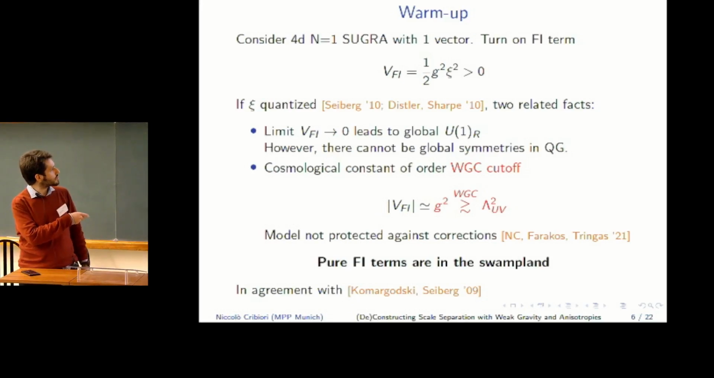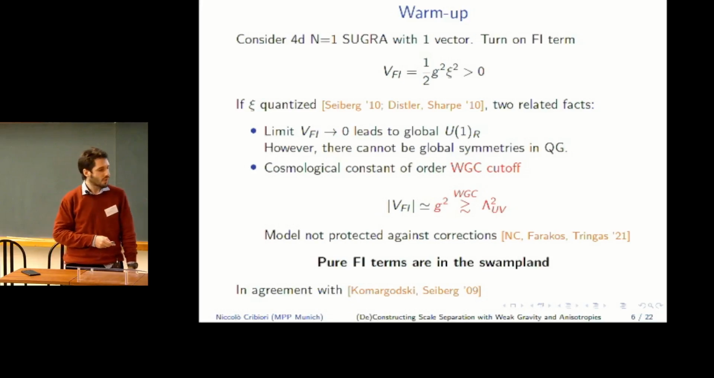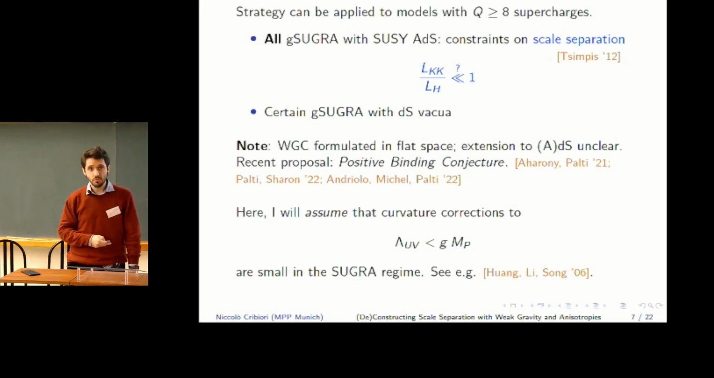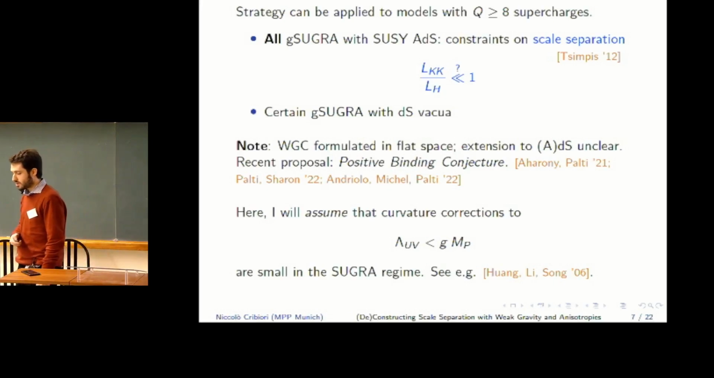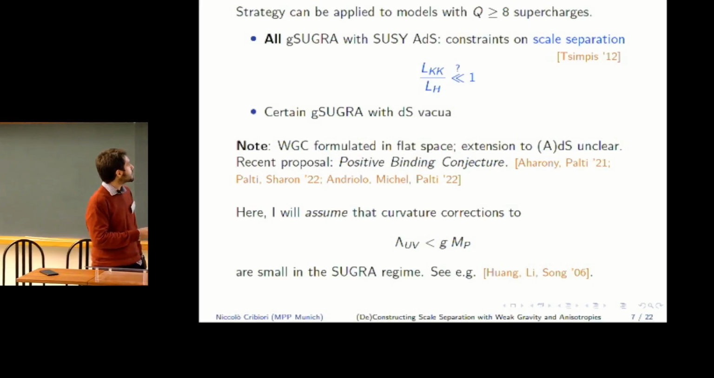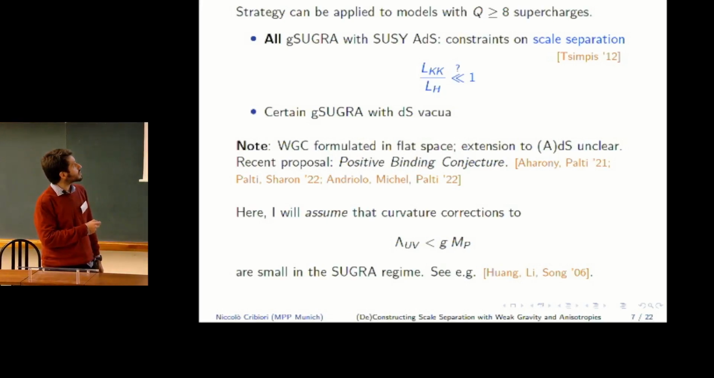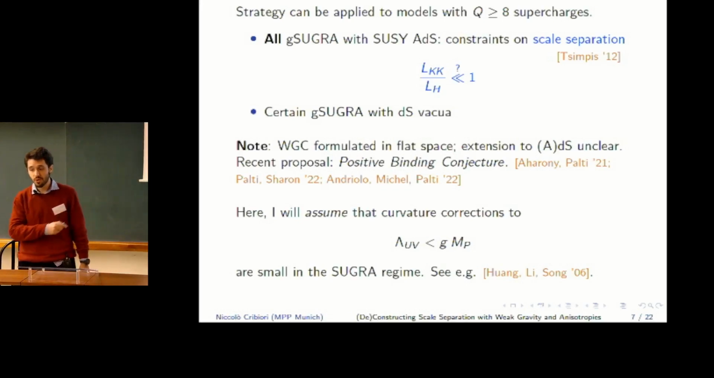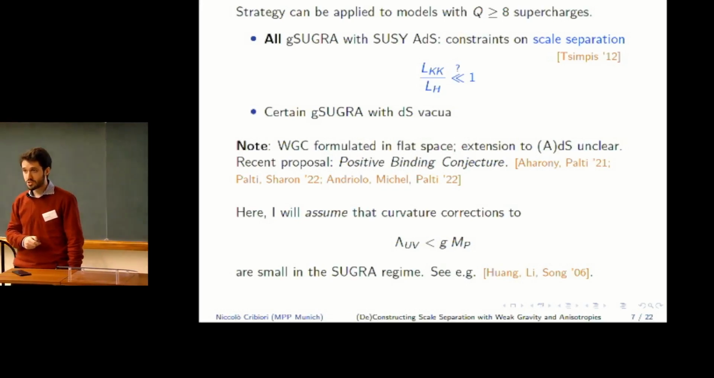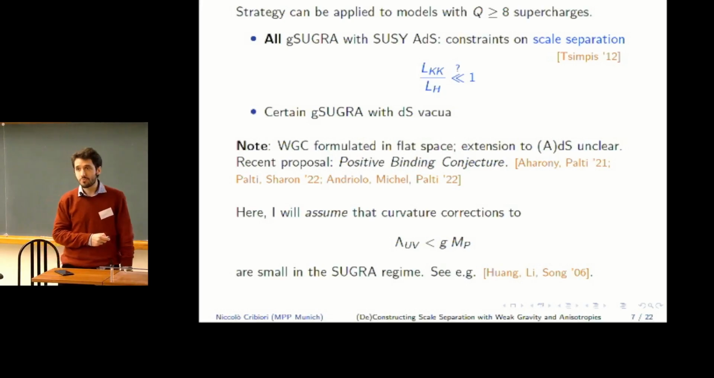And what we showed is that the weak gravity conjecture has this information somehow built in. Okay, so this has nothing to do with scale separation, but the point is that you can use it in other models to constrain scale separation in a very similar way. Actually, you can use it in all supergravities, all gauge supergravities with at least 8 supercharges. I will explain why I need 8 supercharges at least. And you can show that this relation parametrically cannot be satisfied.